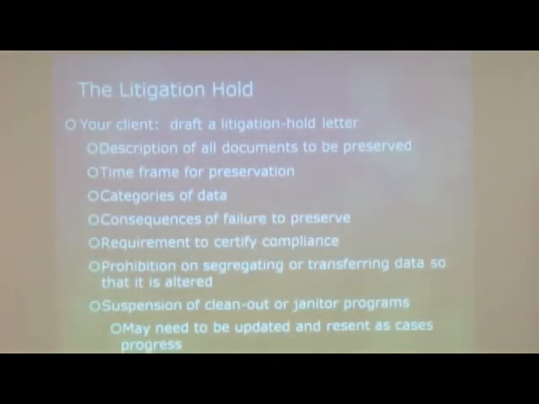The initial letter should have a description of all of the information, documents, and data to be preserved, and a time frame for preservation. So I need the last 3 years' worth of things, or the last 5 years' worth of things. The categories of data to be preserved should list out the consequences for failing to preserve, and I mean in detail. Don't just say it's bad or the court will sanction us, but list: this could result in a default judgment. This could result in an adverse jury instruction. Explain what that means. Things like that.